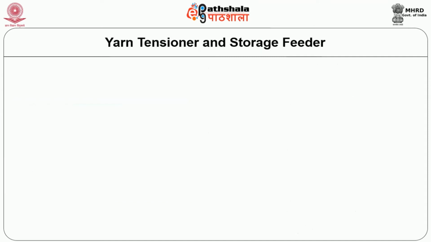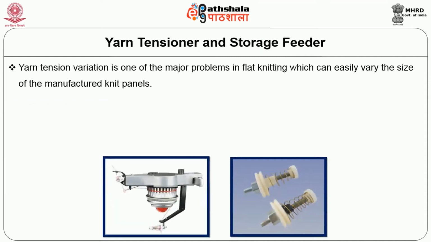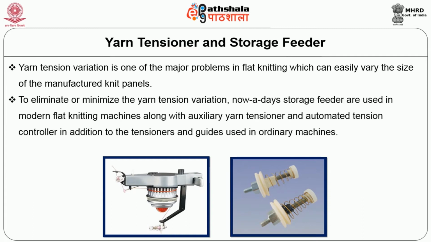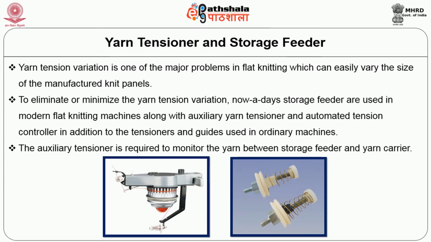Yarn tensioner and storage feeder. Yarn tension variation is one of the major problems in flat knitting, which can easily vary the size of manufactured knit panels. To eliminate or minimize the yarn tension variation, nowadays storage feeder is used in modern flat knitting machines along with auxiliary yarn tensioner and automated tension controller, in addition to the tensioners and guides used in ordinary machines. The auxiliary tensioner is required to monitor the yarn between storage feeder and yarn carrier.